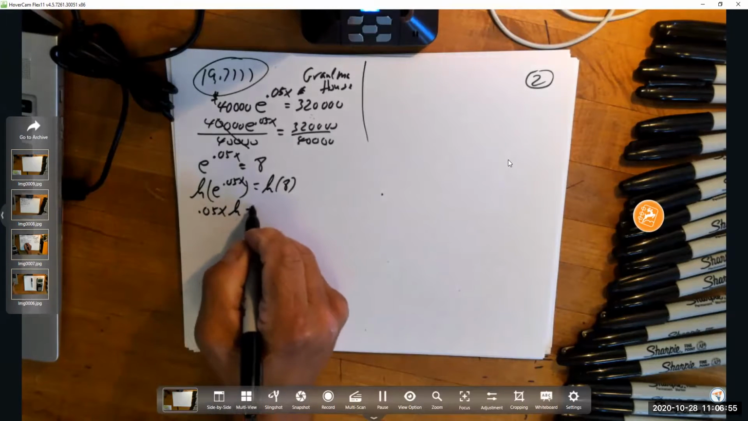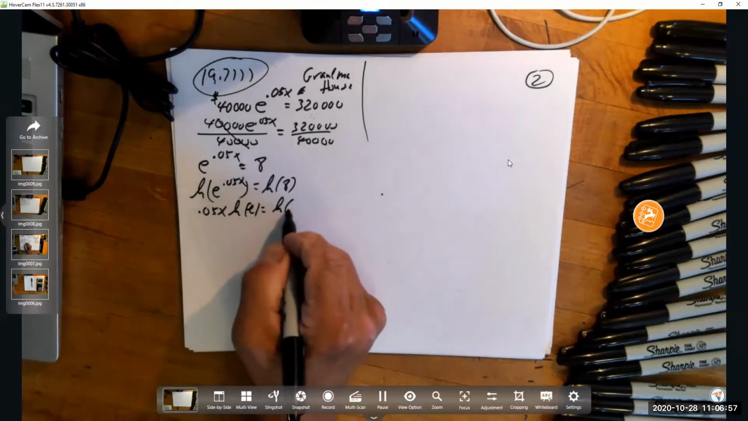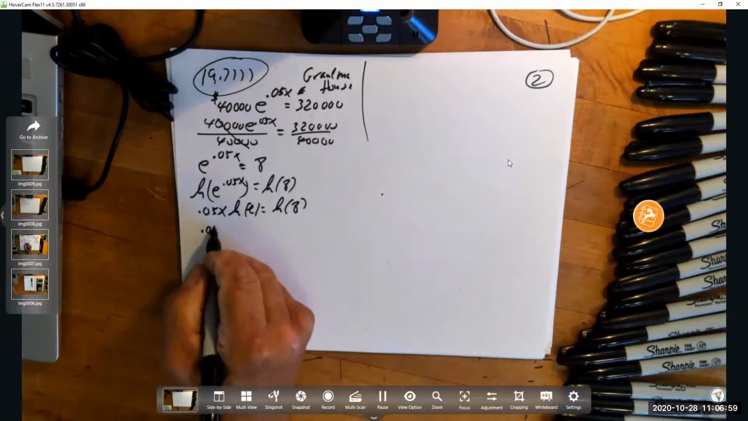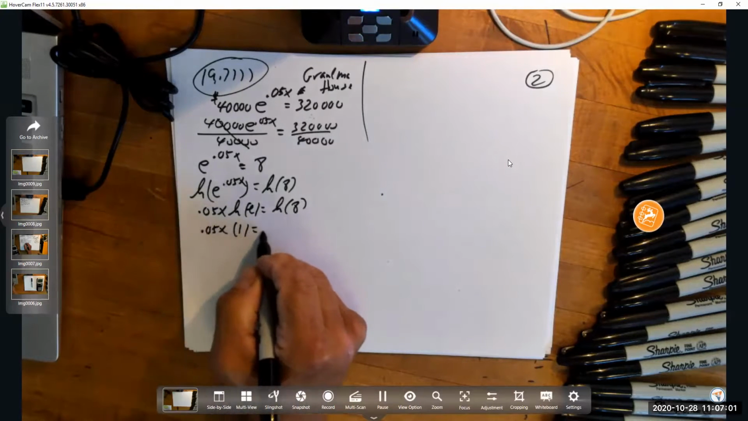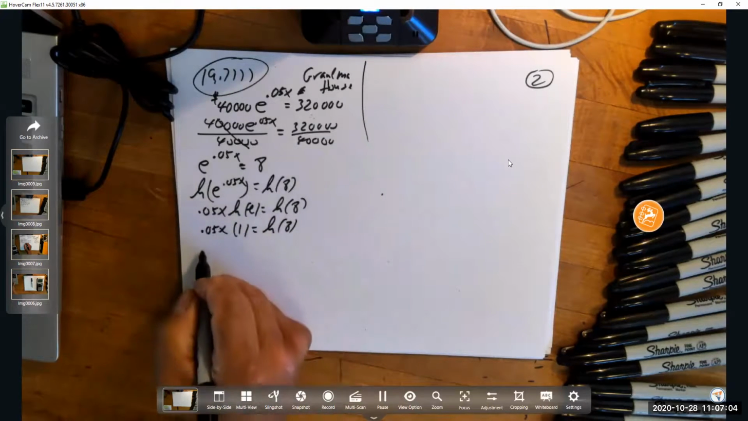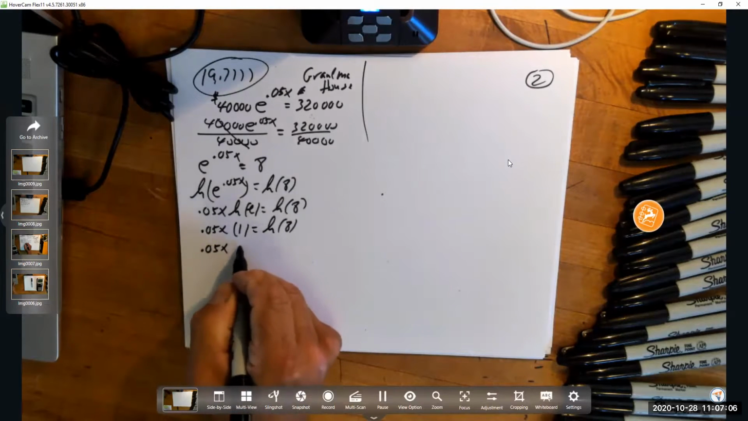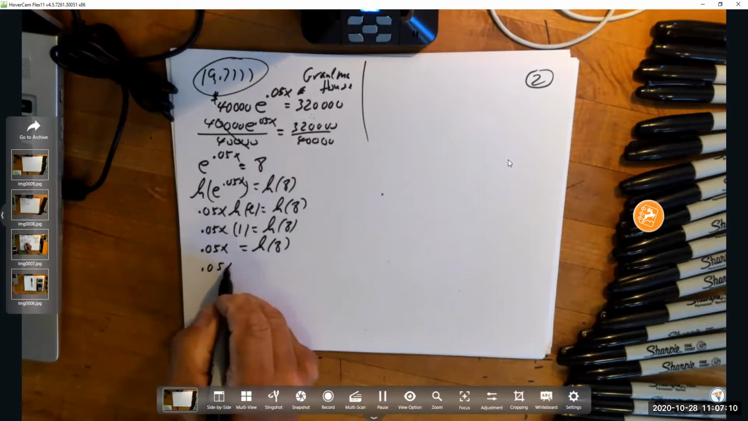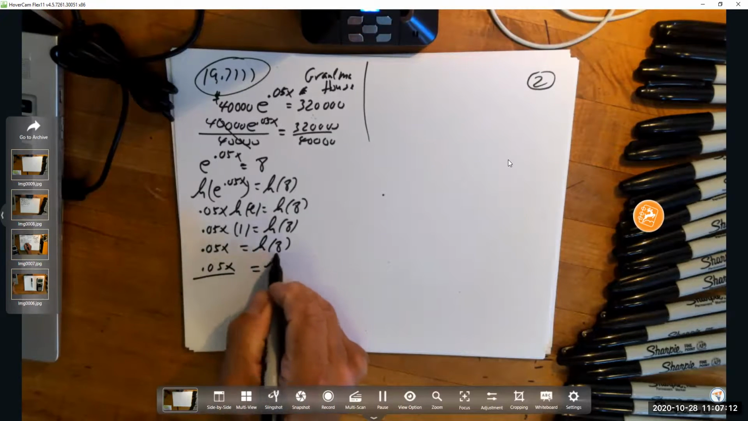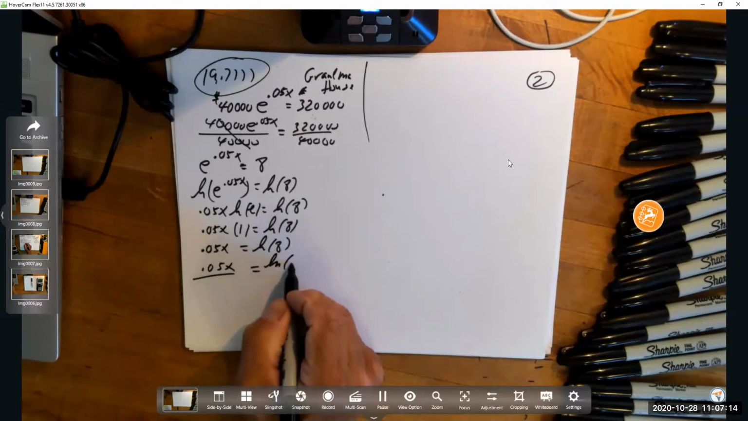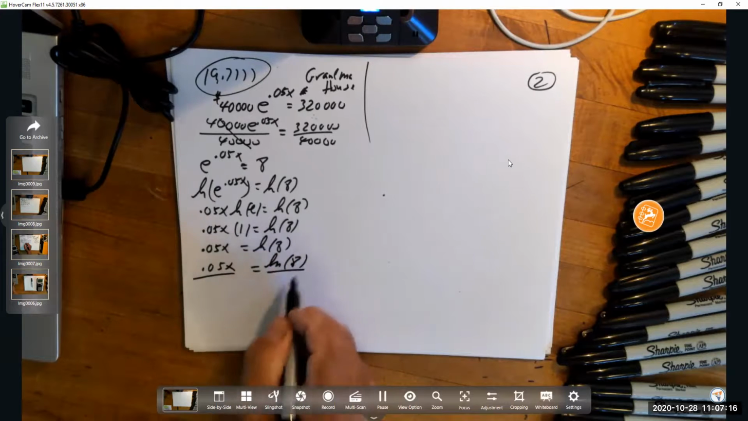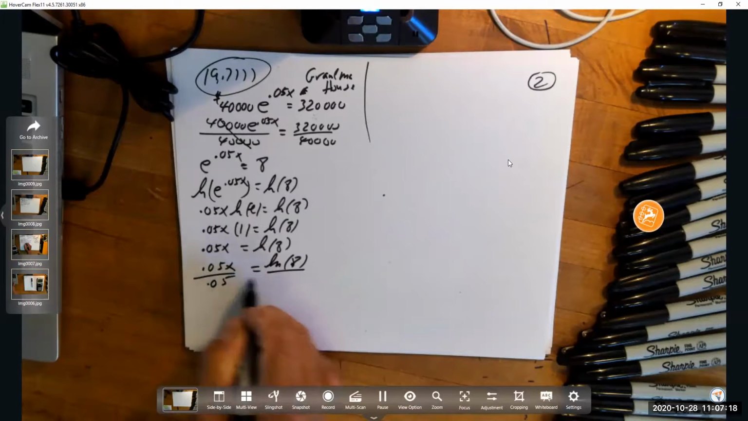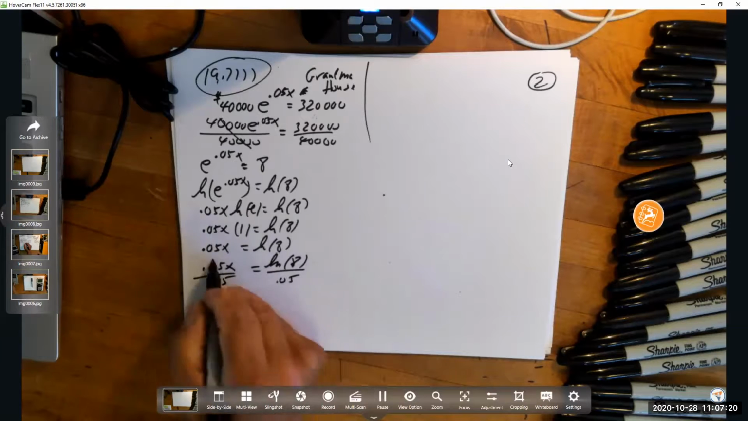So now you have ln of e to the 0.05x, ln of 8. 0.05x times ln of e equals ln of 8. 0.05x times 1 equals ln of 8. 0.05x equals ln of 8. So now divide by what number? 0.05. Yep, 0.05, 0.05. These are gone.